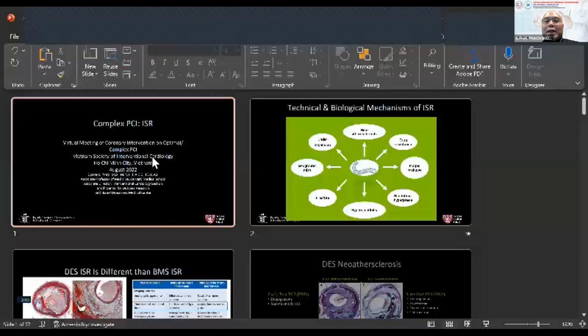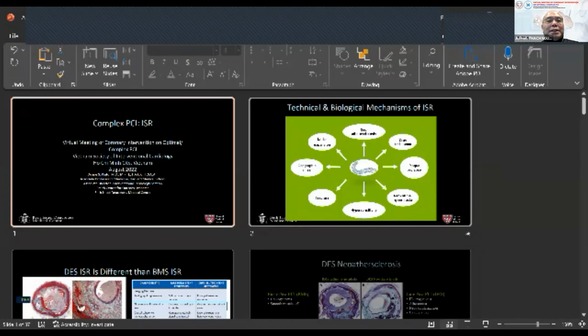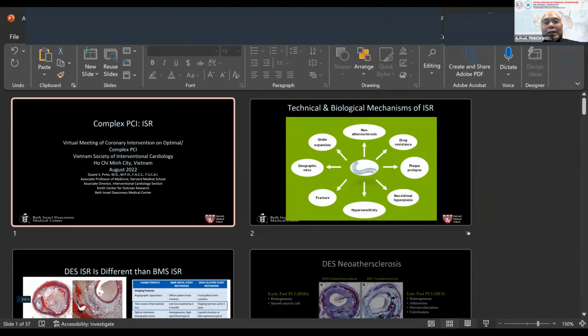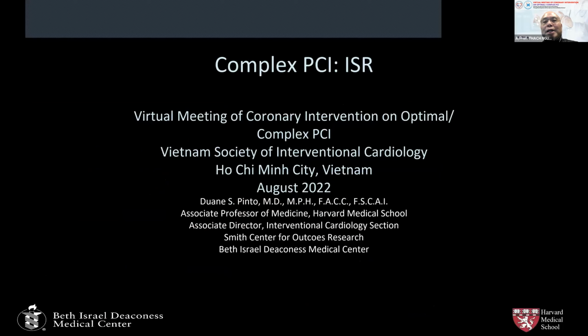Dr. Dwayne Pinto is Chief of Interventional Cardiology at Beth Israel Deaconess Hospital in Boston. He will talk today about complex PCI, especially in-stent restenosis, because right now in Vietnam we have a lot of in-stent restenosis. Dwayne, thank you. Thank you, Dr. Tak. It's good to see so many of my friends over the many years, and it's my pleasure to talk with you today.